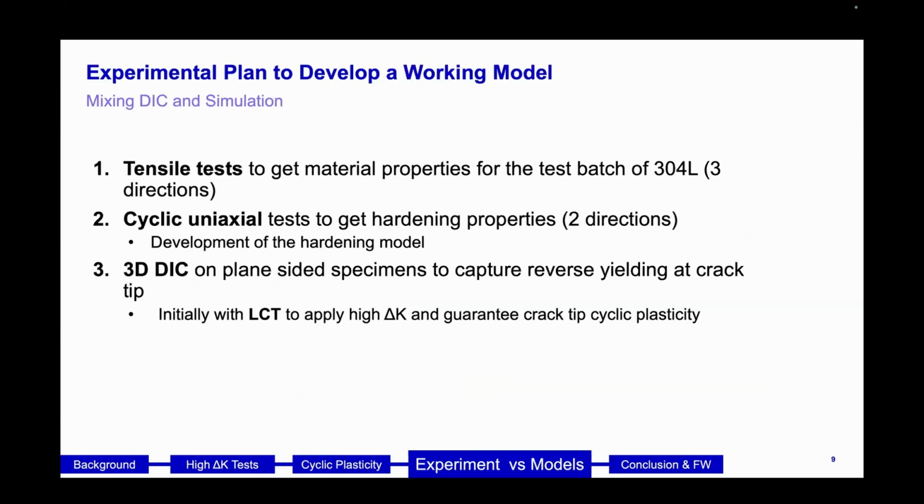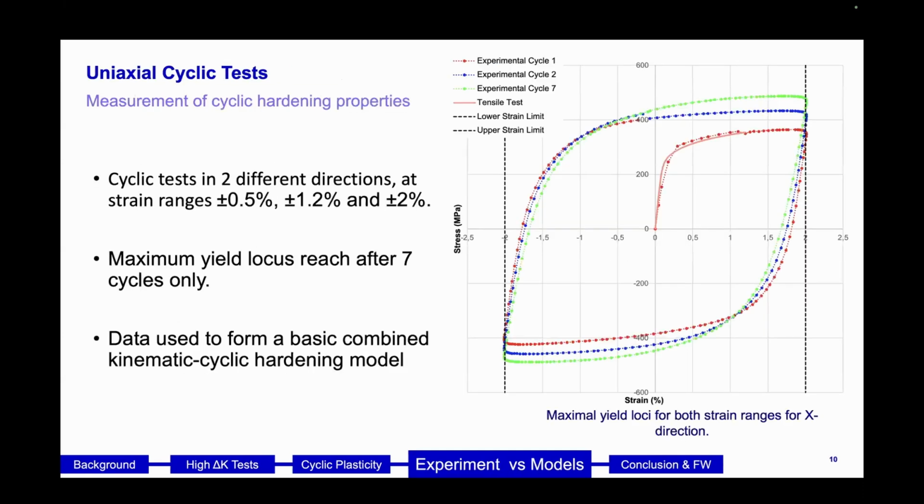So we made a test plan, starting with some tensile tests to get the properties for this batch of 304L. Then cyclic uniaxial tests to develop a combined hardening model that we can then use to predict what's happening in our LCT experiments. And then finally, another fatigue crack growth test, this time heavily monitored with some DIC methods. A little bit about the uniaxial cyclic tests. Multiple strain ranges were tested.